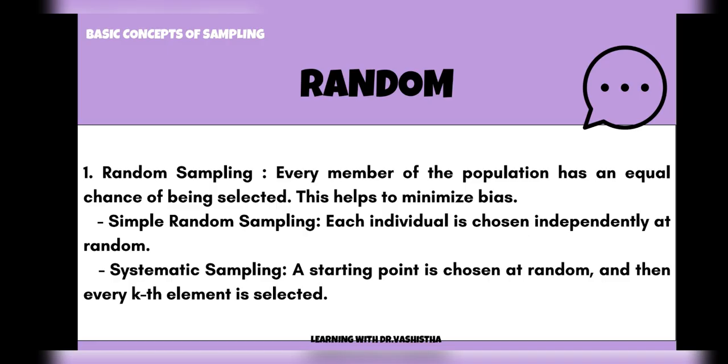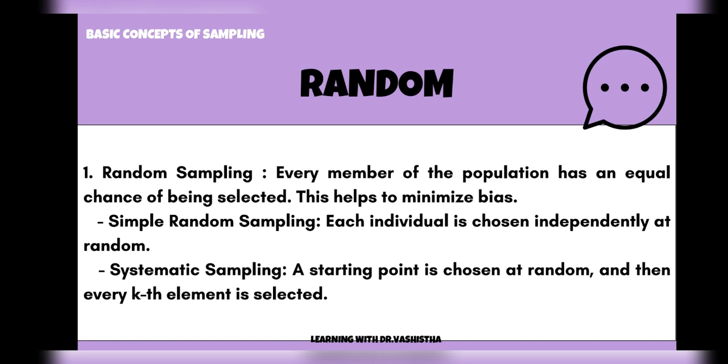So now what are the types? The very first is random sampling. As the name itself suggests, the selection will be completely random, and thus every member of the population that we have selected will have an equal chance of being selected. This helps to minimize bias of any sort, which is why random sampling is used.